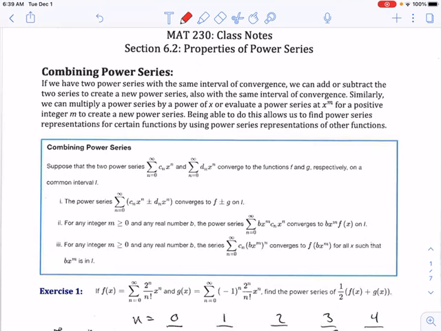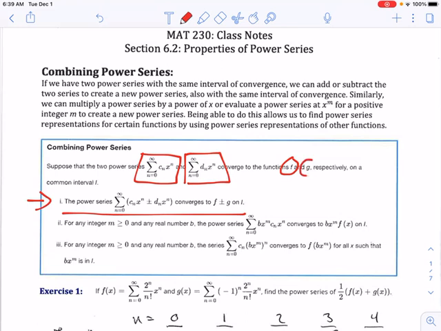And so this particular part of this definition talks about how to add or subtract power series. If you have a power series, c sub n, x to the n, that converges to the function f, and you have another power series, d sub n, x to the n, that converges to the function g, then adding or subtracting the two power series is a matter of adding or subtracting f and g. It seems simple, but this is a very tedious process.